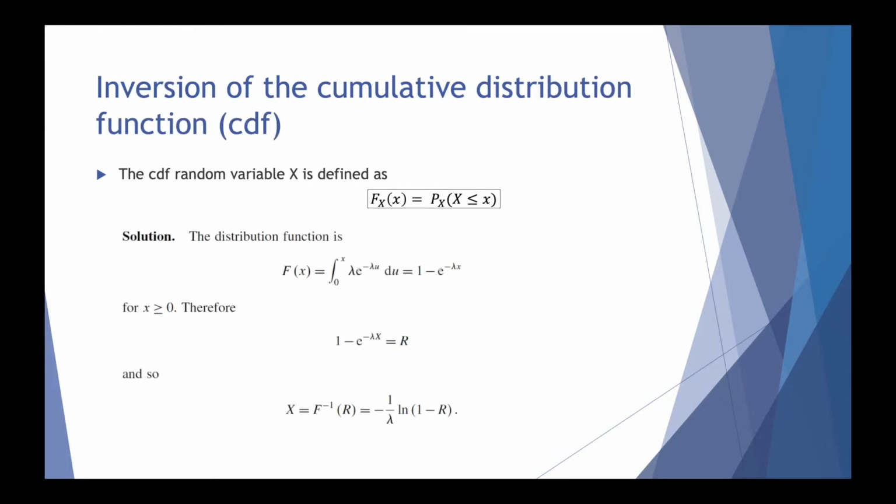For the inverse of the cumulative distribution function, the continuous random variable is defined as the probability that the random variable, big X, is less than or equal to the actual value, denoted by little x. We start out by integrating our distribution function, and we get 1 minus e to the negative lambda x, which is our R value. And from there, we solve for big X, which is the inverse, and this would give us our random variable.